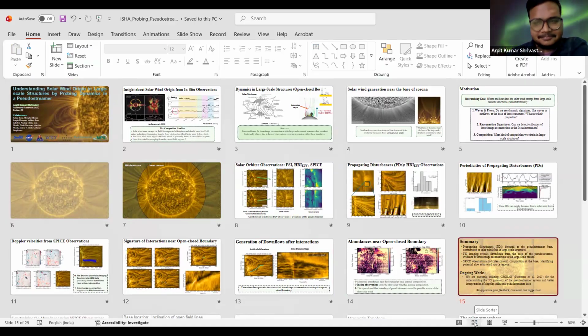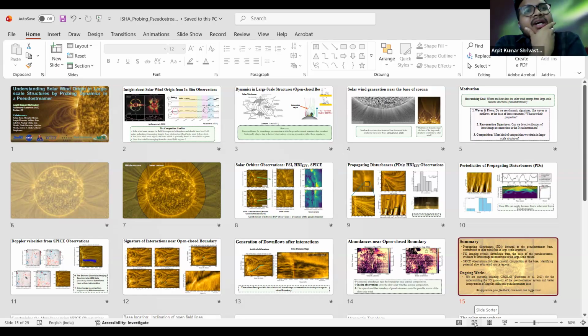So this 11-minute periodicity that you found in PDs, this is very interesting, but what do you think it is driven by? Is it photospheric oscillations, or some reconnection process itself, or something intrinsic to the coronal structure like the pseudostreamers that you have?